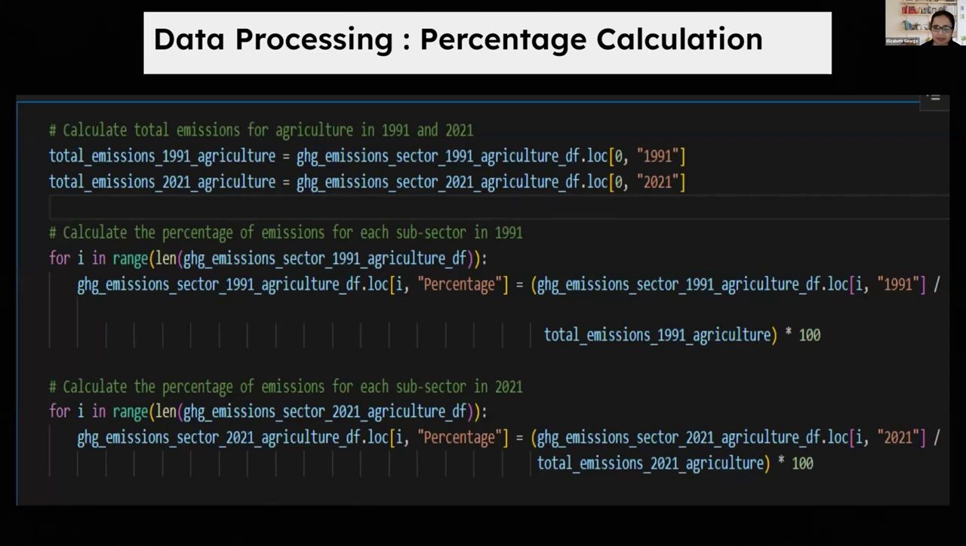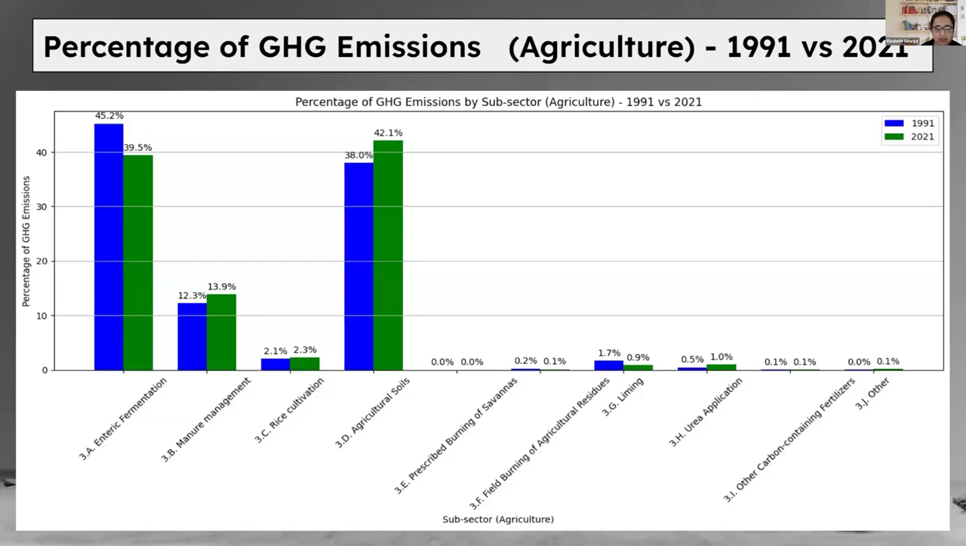This example calculates the emission percentages using Python's iloc function to access the data frames. Let's examine the outcome of the code. This is a bar chart explaining the comparison of emission between 1991 and 2021. The x-axis shows agriculture subsectors, while the y-axis displays the emission percentages. Clearly, fermentation and agriculture soils are two major factors with high emission rates, and it can help farmers and regular people to make informed decisions.